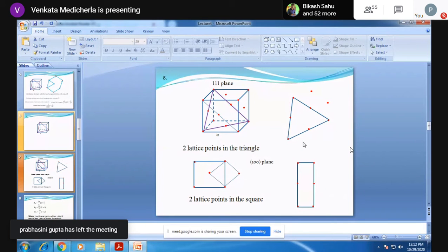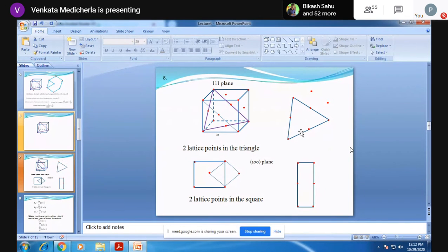But how many lattice points are there effectively in this triangle now? Because corner atoms contribute 1/6 into 3, that is half. These three, each one contributes half. An edge is shared by 2, so half, that is 3/2, plus another 1/2, that is 4/2. The total effective number of atoms is actually 2 in the triangle. What is the area of this triangle?